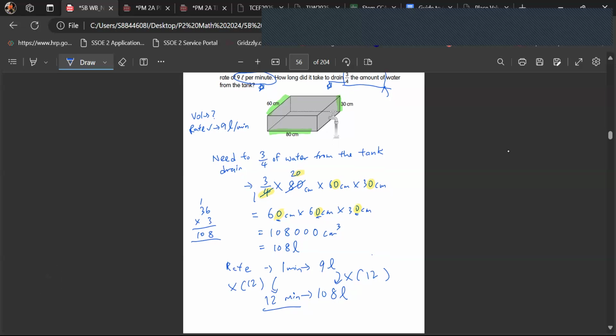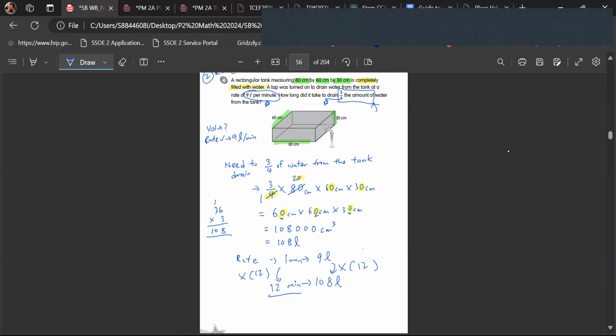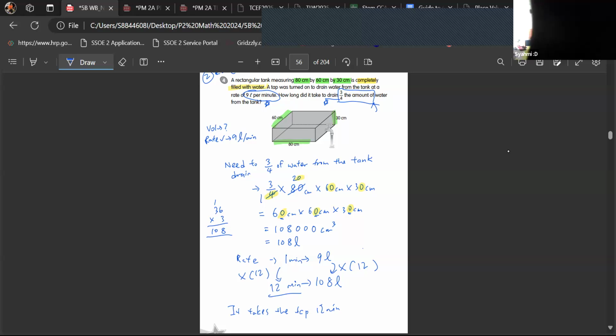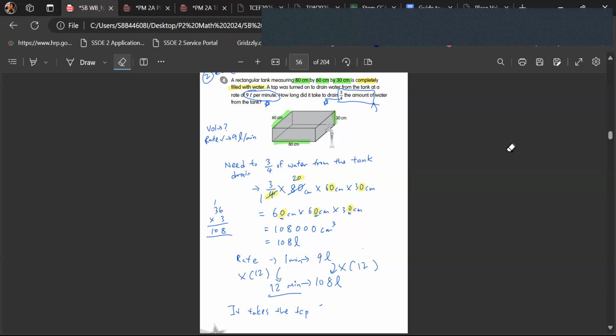So it takes the tap 12 minutes. You need to divide by 4, then times 3, because 3/4. Yeah, because the whole tank is 4/4. You want to drain 3/4. So yes, Tyler, you can do that.